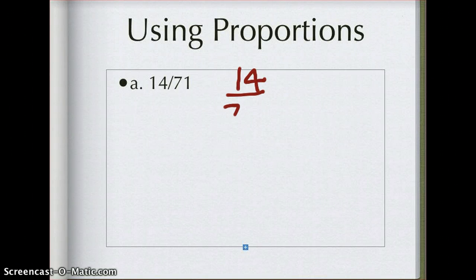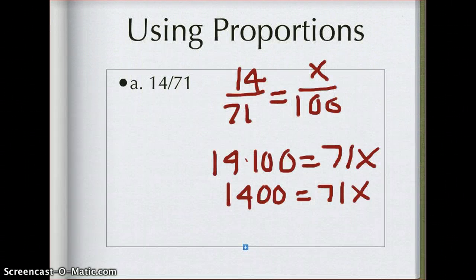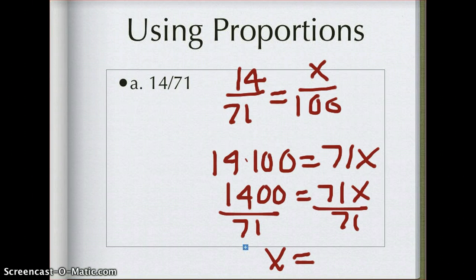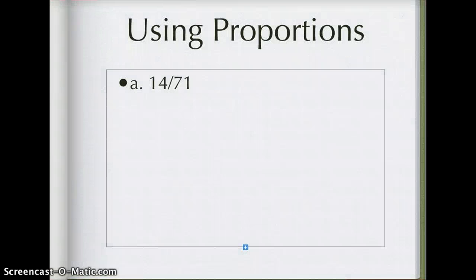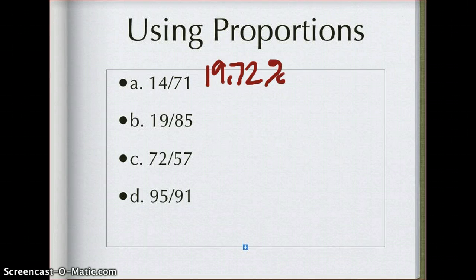So I want to set it up as 14 over 71 equals x over 100. And now I'm going to do my regular cross multiplication. So that ends up being 14 times 100 equals 71x. 1400 equals 71x. Divide both sides by 71. And I get x equals, I can't do this in my head, so I'm pulling out my calculator. I get x equals 19.72%. We want to round it to the hundredths place. And I don't need to convert it at the end. That's just my final answer. So 19.72. Now I'm going to pull up the other problems. All right. This first one was 19.72%. Please pause the video and try the next 3 problems.